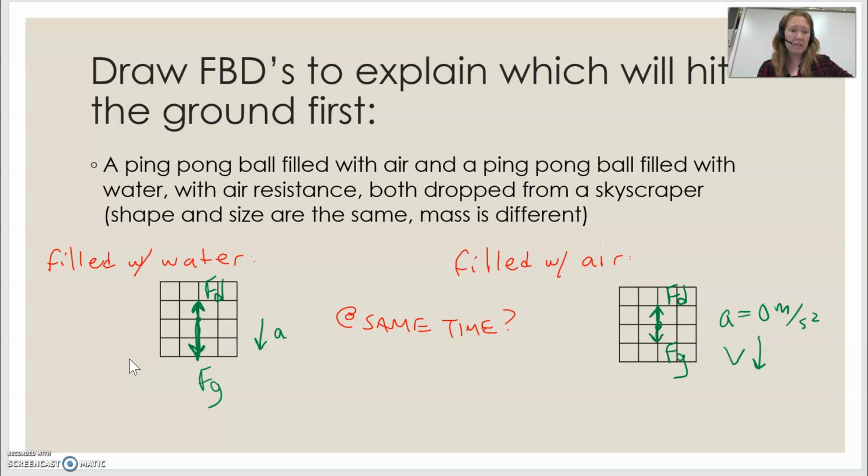Maybe we'll do some Googling of terminal velocities of different objects. That applies to falling objects usually, versus objects that might be propelled through a cannon or pitched sideways. That's a little different.